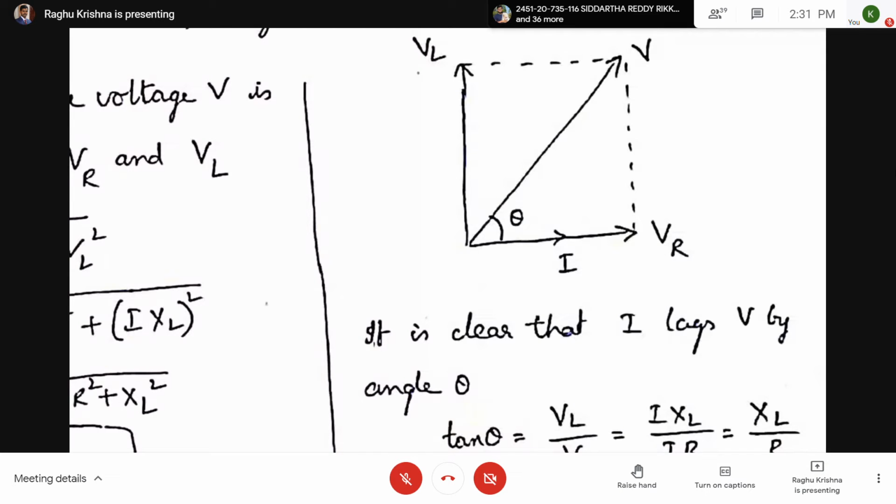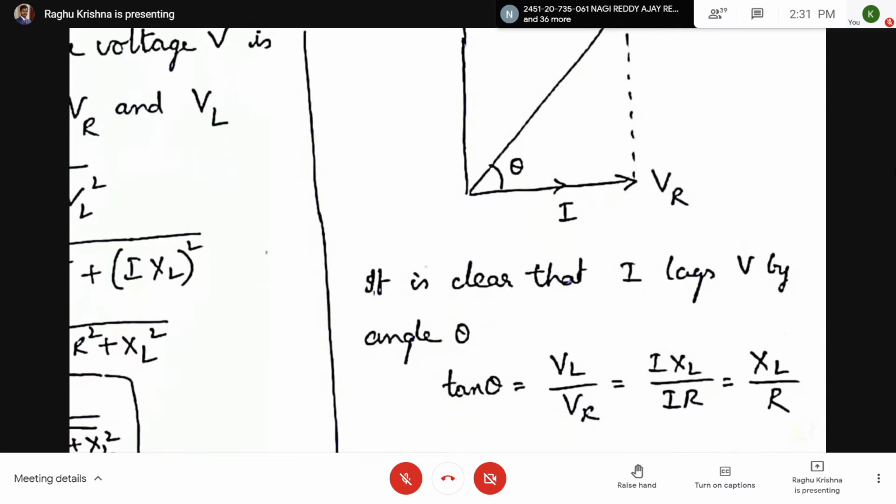Coming to tan theta, tan theta equals opposite by adjacent. What is the opposite one? VL. What is the adjacent one? VR. VL by VR is tan theta. So you are going to get XL by R as tan theta. As I is common, you can cancel I in numerator and denominator. So tan theta is given by XL by R.